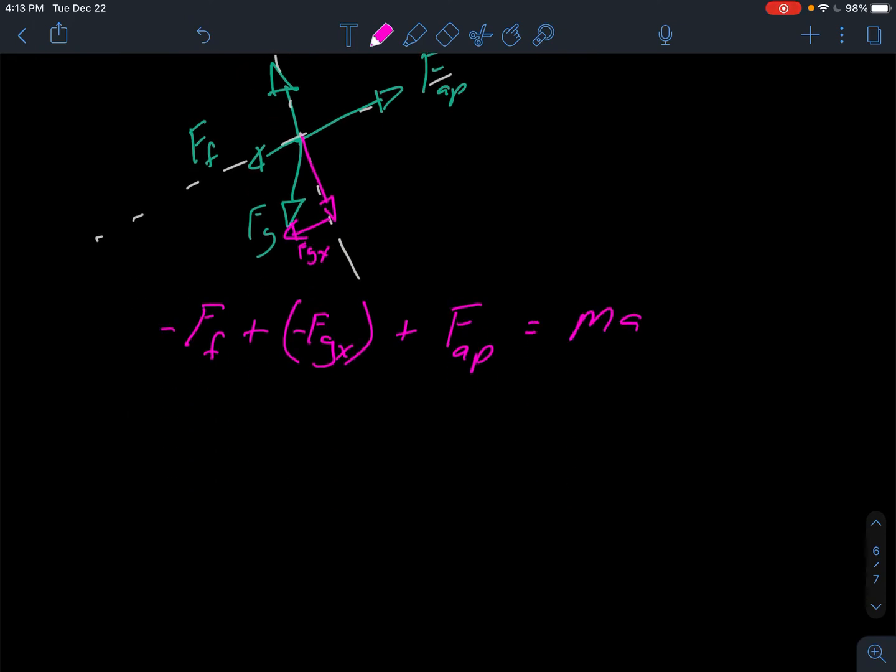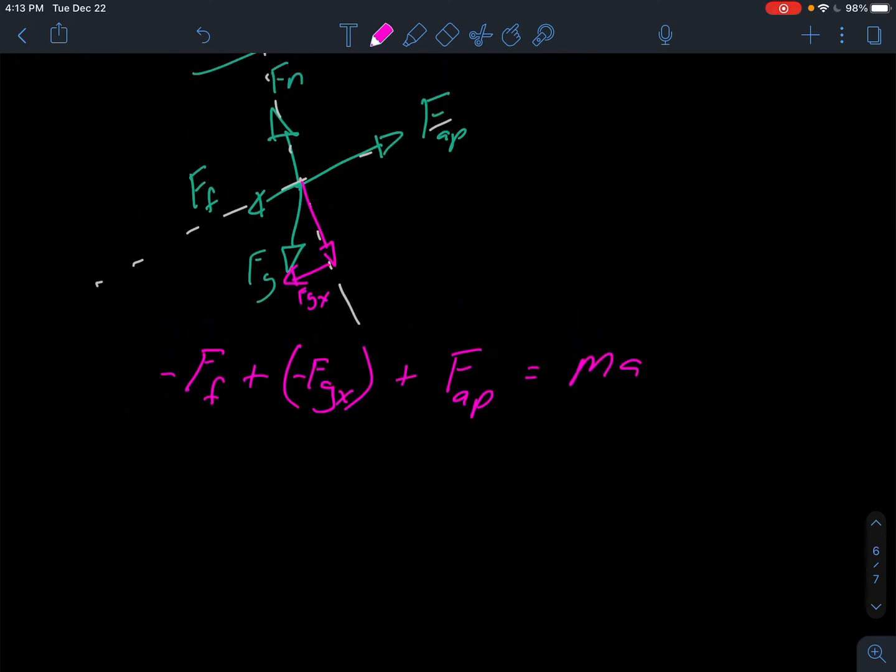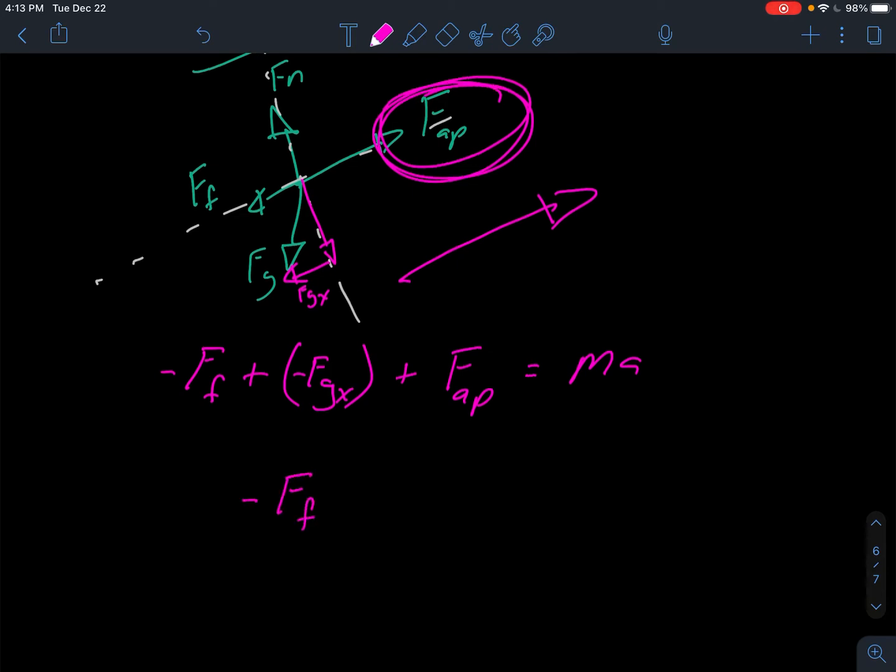When we're going down the hill, however, we're not going to have this applied force. You'll have a frictional force going up the hill, which would be the same as going up the hill, whatever value that is. So when it goes down the hill, you'll have friction plus that negative, it's just a direction, component of gravity.